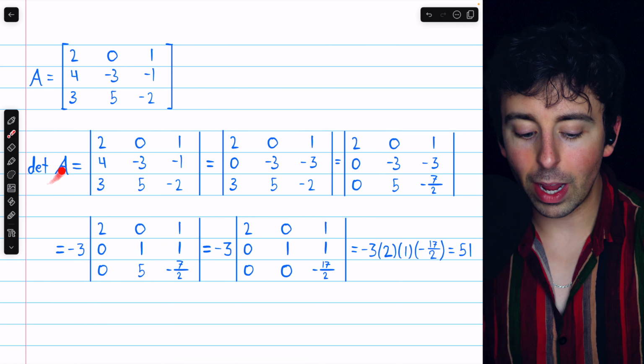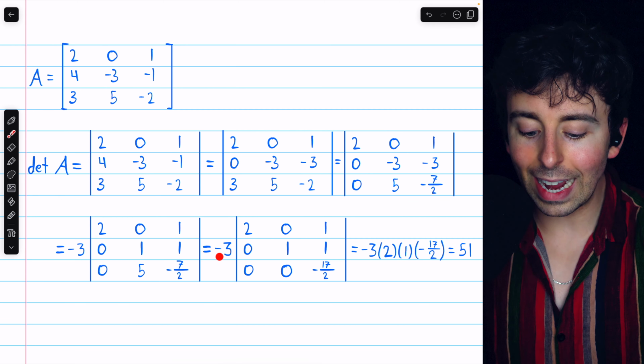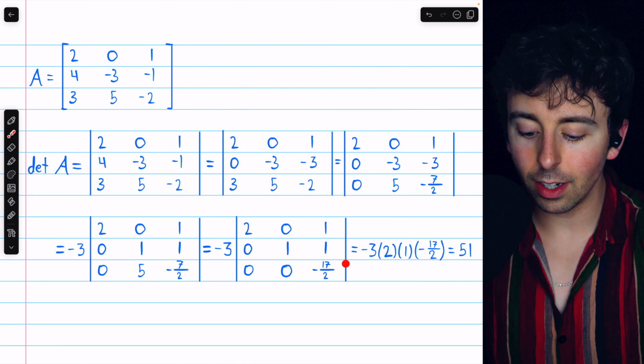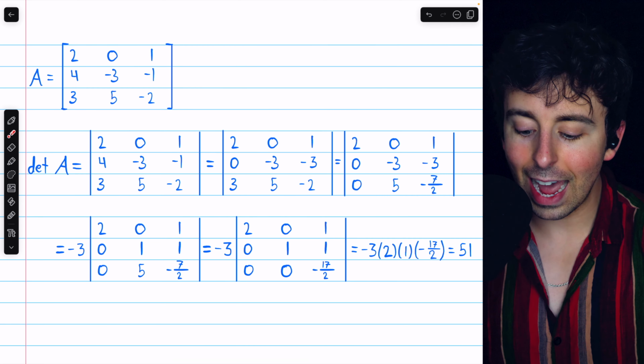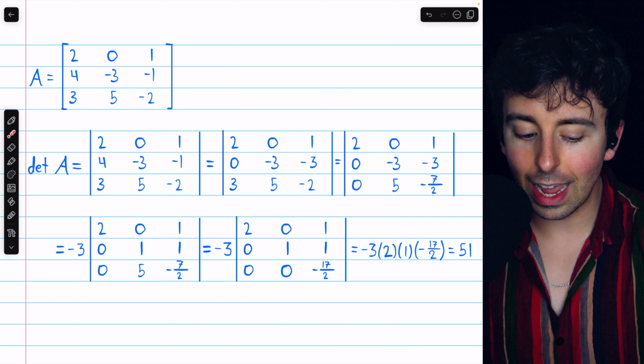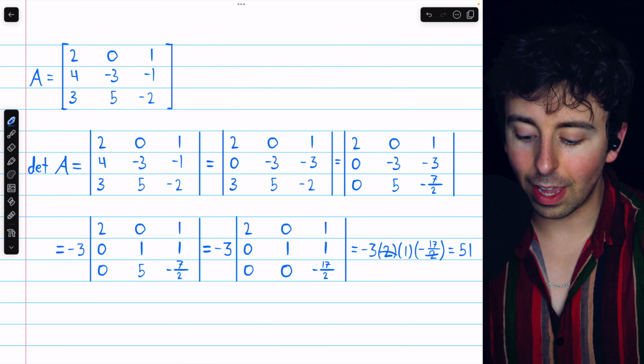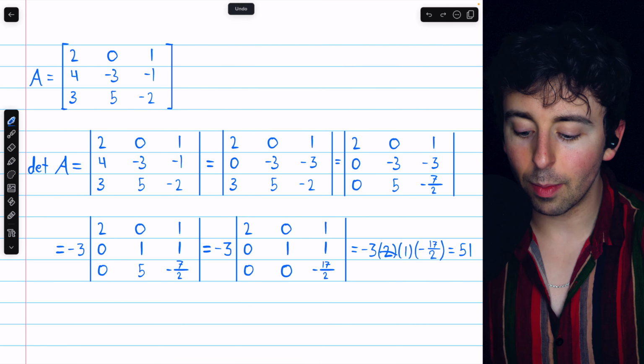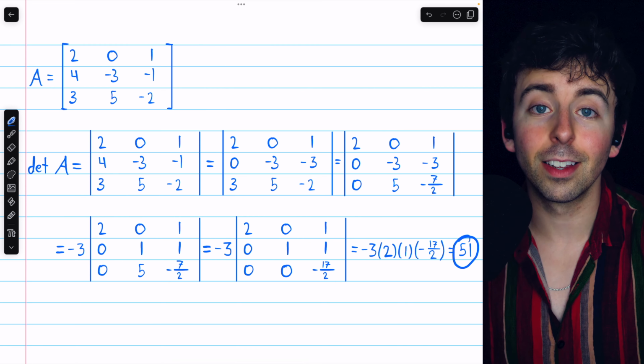The determinant of our matrix A is equal to negative 3 times this determinant, which is just the product along the diagonal. So negative 3 times 2 times 1 times negative 17 halves. The 2 and the half cancel out, and the negatives also cancel out. So it's just 3 times 17, which of course is 51.